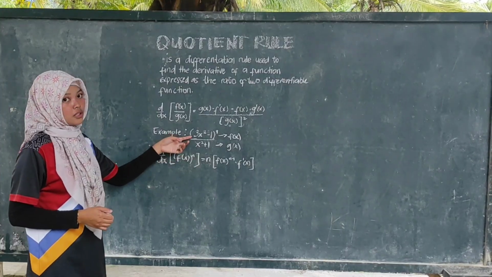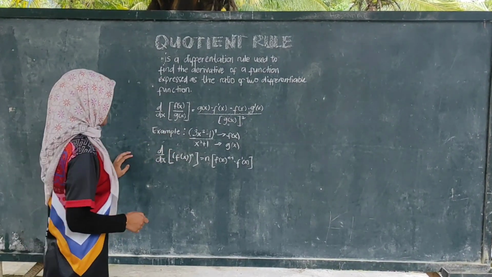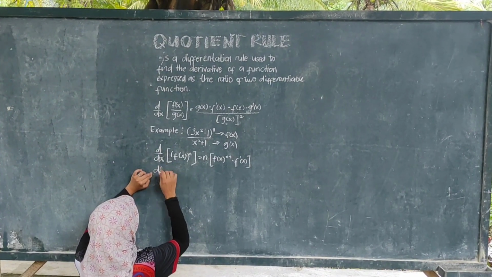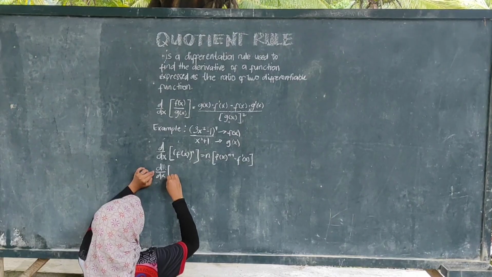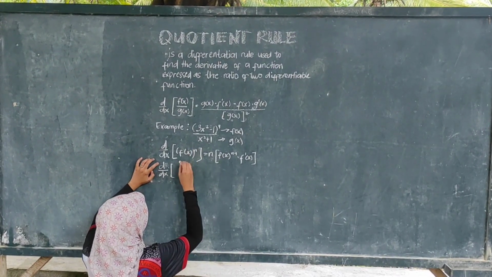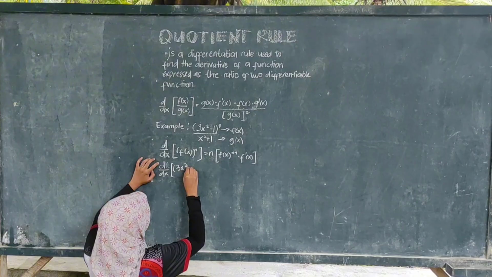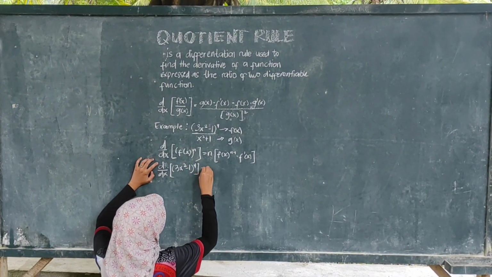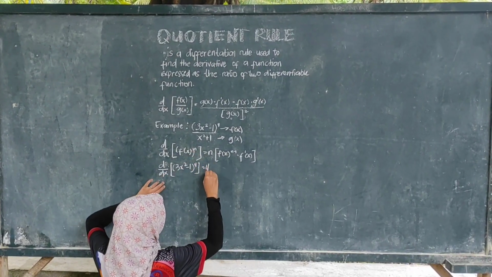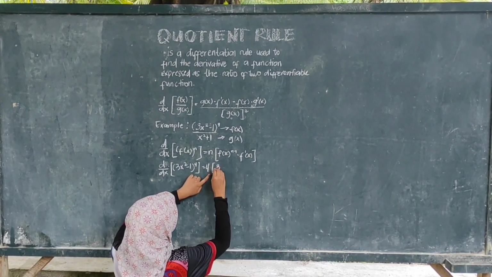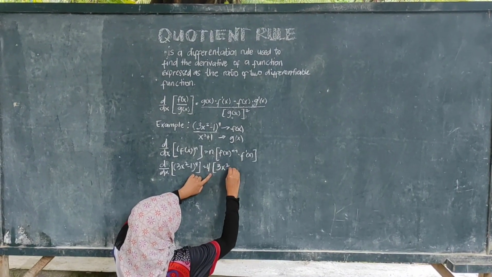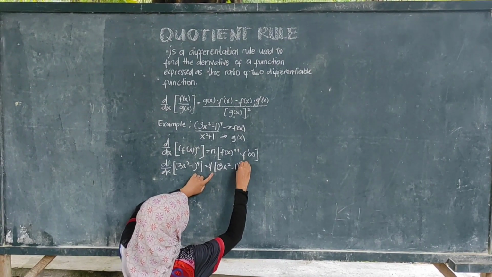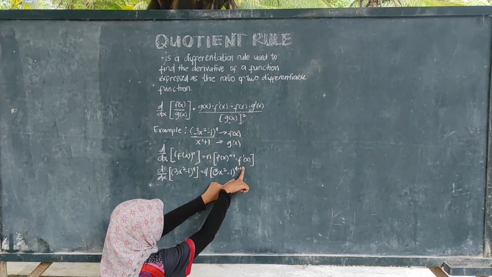So now let's substitute the f of x. So copy the f of x. So what is the f of x? 3x squared minus 1, and the n is 4. So what is the n? Yes, 4. So it is 4 times (3x squared minus 1) to the power of 4 minus 1, times the derivative of f of x.